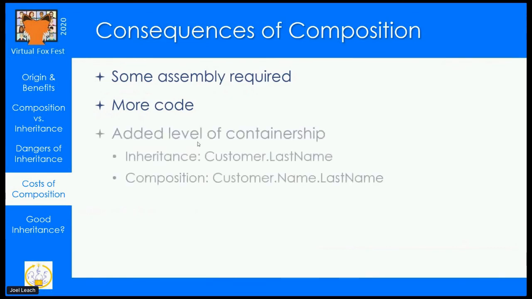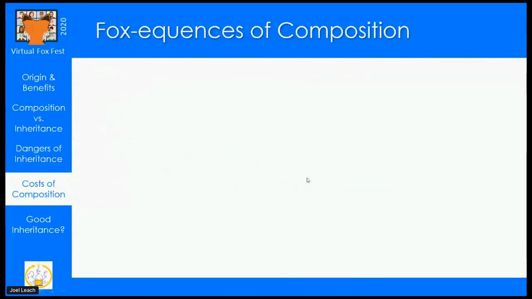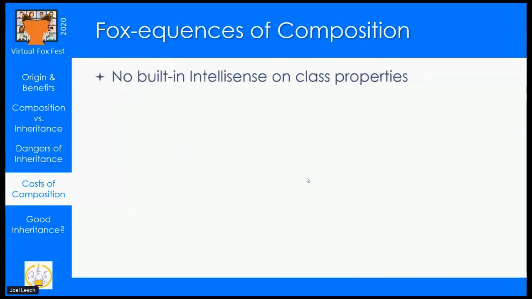So another consequence is that using composition can add a layer of containership. So what does that mean? Well, when we use the inheritance structure, we could just access customer.lastName directly on that customer object. When we refactored into composition, we added an object in between: Customer.name.lastName. Not a big deal, just a few more characters to type, except that this is exacerbated in FoxPro because it does not provide IntelliSense for properties on classes.